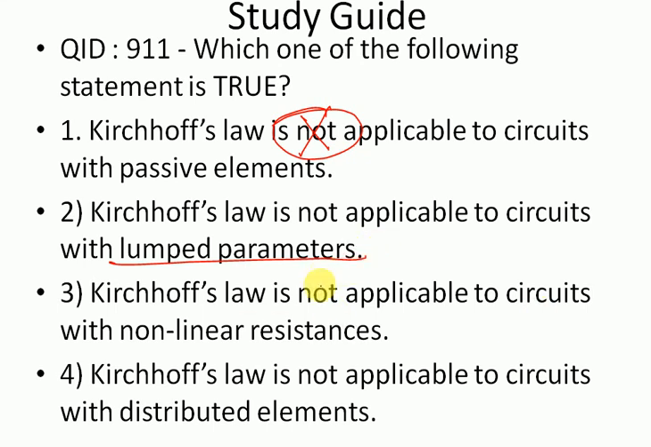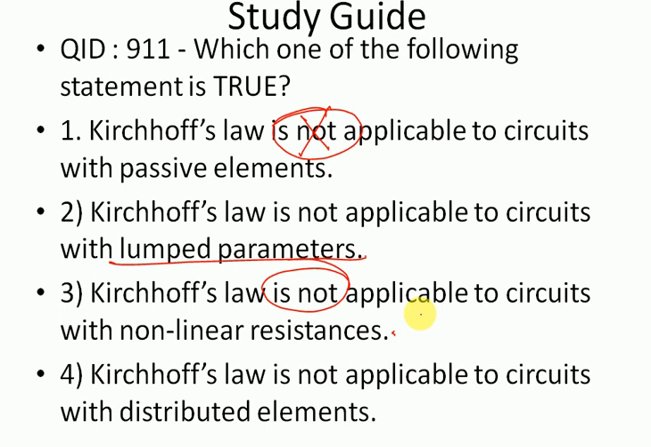Kirchhoff's law is not applicable to the circuit with a nonlinear network, but Kirchhoff's law is applicable to the circuit with nonlinear resistance. So this statement is also not true. Kirchhoff's law is not applicable to the circuit with distributed parameter or distributed element. Yes, it is true, because you can't apply Kirchhoff's law to the distributed parameter. You can apply Kirchhoff's law to the passive element, to the nonlinear circuit, to the lumped parameter, everywhere, but you can't apply it to the distributed parameter. I hope you have understood.